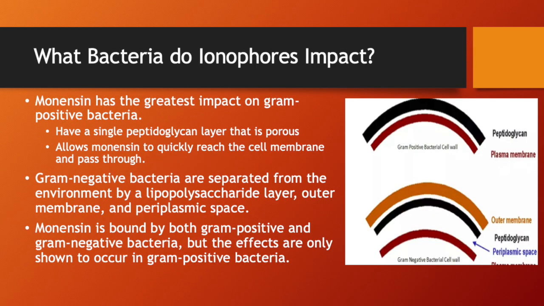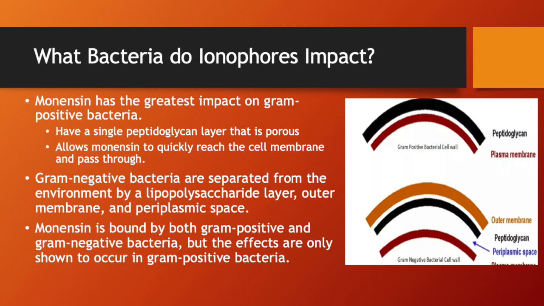What bacteria do ionophores impact? Monensin has the greatest impact on gram-positive bacteria. You can see them in the picture to the right on the top. These are ones that have a single peptidoglycan layer that is porous. It allows Monensin to quickly reach the cell membrane and pass through, carrying these ions and disrupting their gradient.